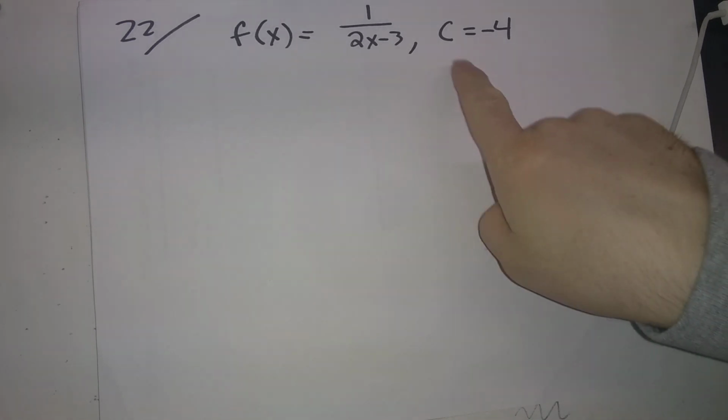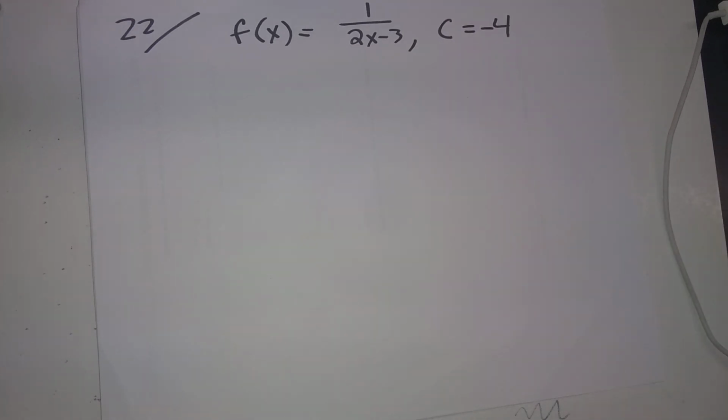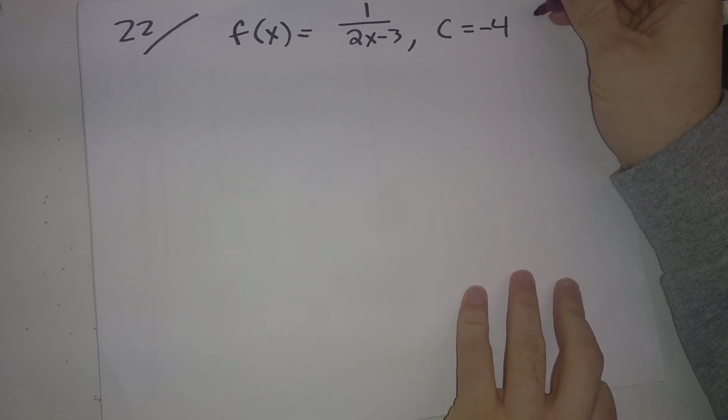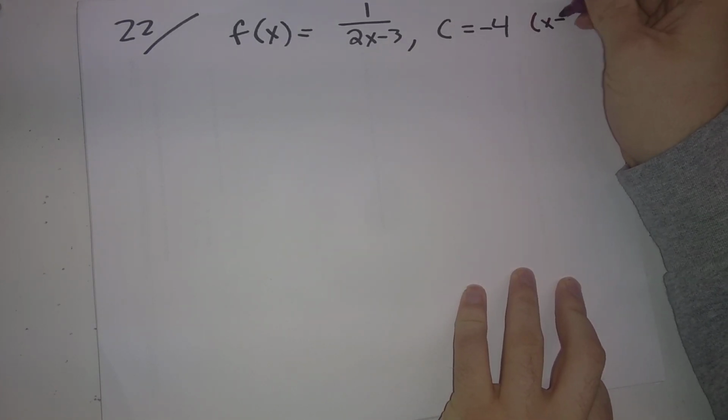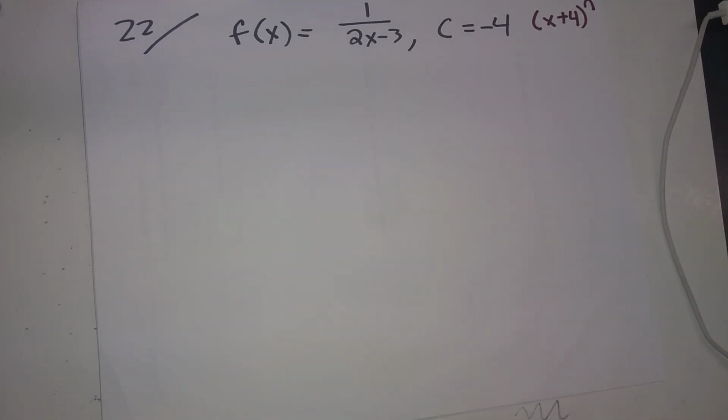Okay, so because we're expanding around c is equal to minus 4 and not c is equal to 0, we're going to be expanding in terms of x minus minus 4, which is x plus 4 to the n. So what we want to do is rewrite 1 over 2x minus 3 so that we aren't treating x as a single little blob. We're treating x plus 4 as a single little quantity. How do we accomplish that?